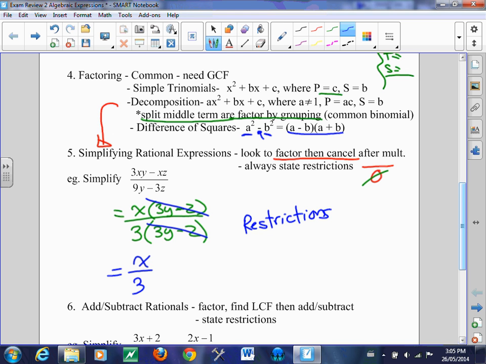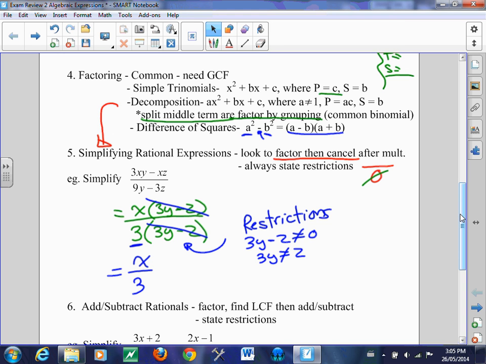Okay, so the denominator cannot be equal to 0. Okay, if I look for my simplification here, 3 can never change, so it stays as 3. But in here, I know that 3y minus z cannot equal 0. So I just move one term to the side, so it's going to be 3y cannot equal z, or z cannot equal 3y.